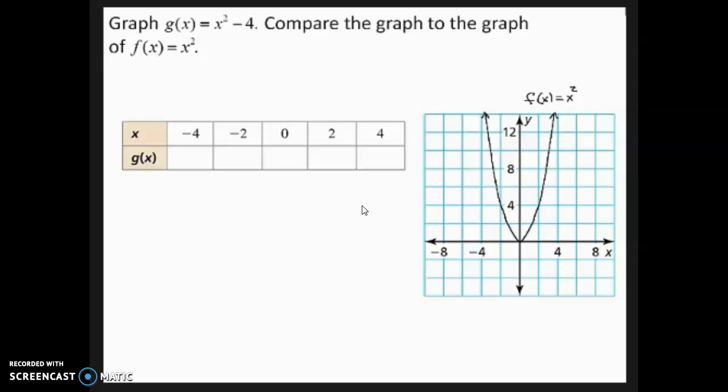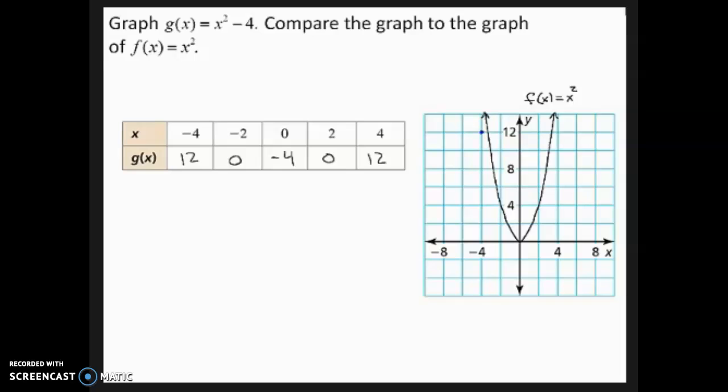Substituting negative 4 for x in the function g gives g of x equals 12. Similarly, when x equals negative 2, g of x equals 0. When x equals 0, g of x equals negative 4. When x equals 2, g of x equals 0. And when x equals 4, g of x equals 12.